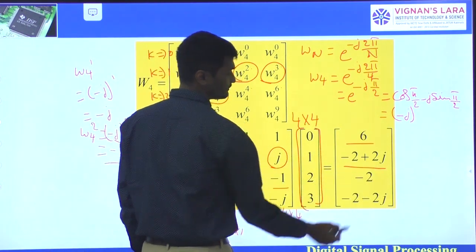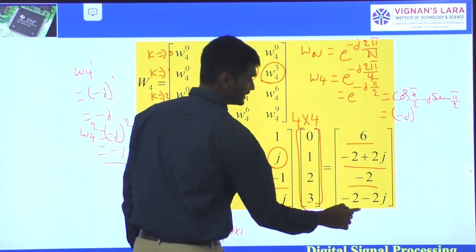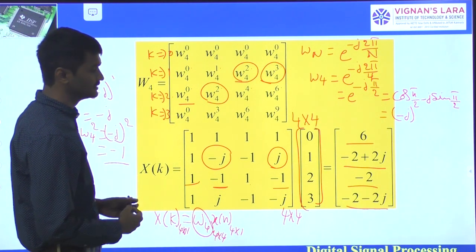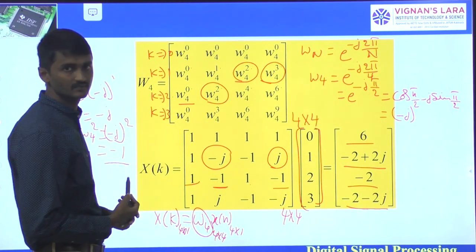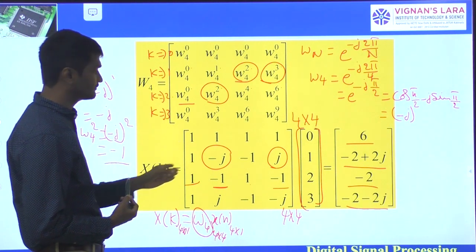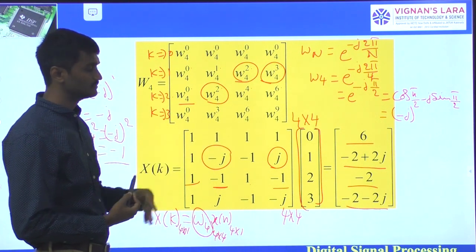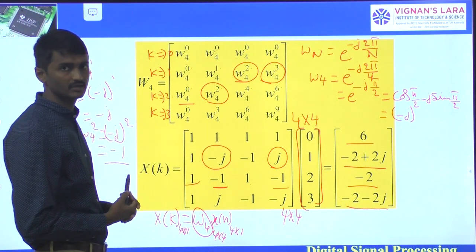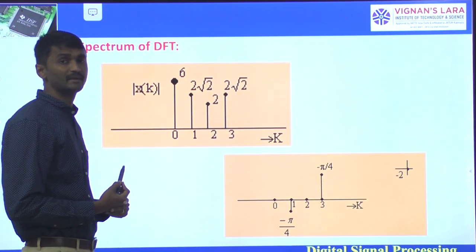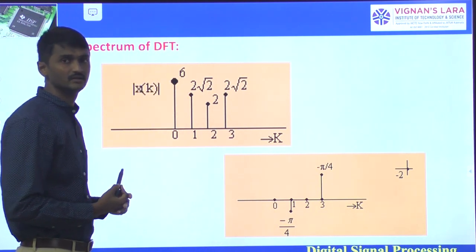6, minus 2 plus 2j, minus 2, minus 2 minus 2j. Right, so this is the sequence, the DFT of x of n. That is X of k equals 6, minus 2 plus 2j, minus 2, minus 2 minus 2j. Okay, now we will see the spectrum of DFT.